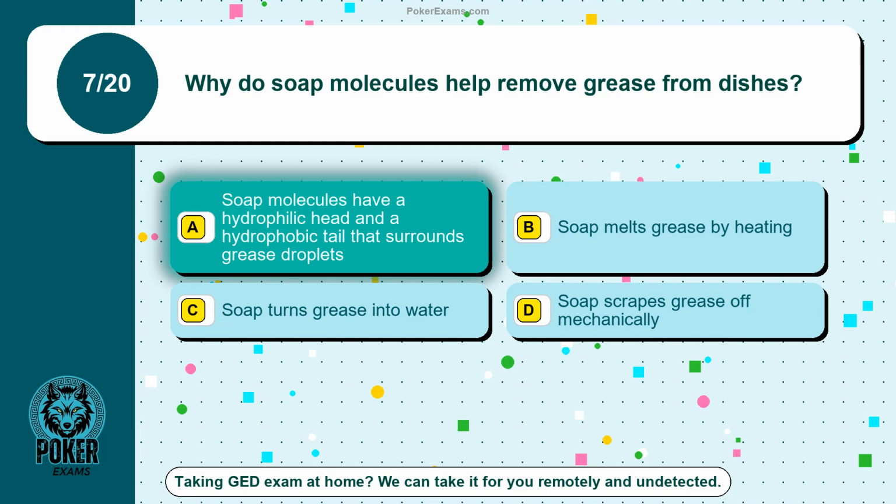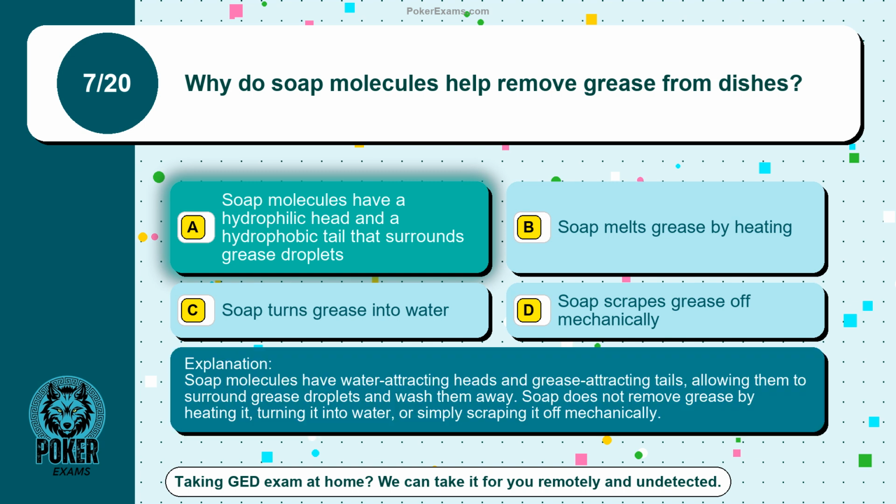The correct answer is option A. Soap molecules have a hydrophilic head and a hydrophobic tail that surrounds grease droplets. Soap molecules have water-attracting heads and grease-attracting tails, allowing them to surround grease droplets and wash them away. Soap does not remove grease by heating it, turning it into water, or simply scraping it off mechanically.